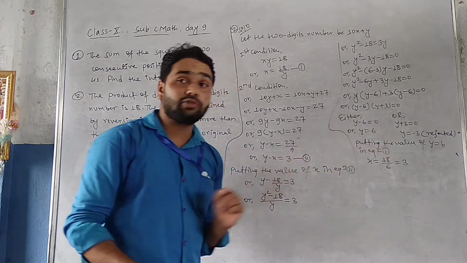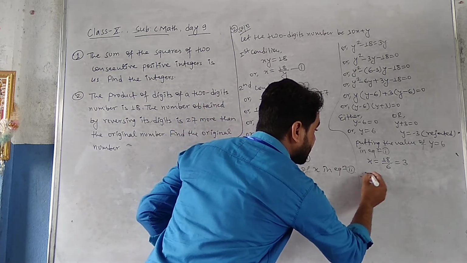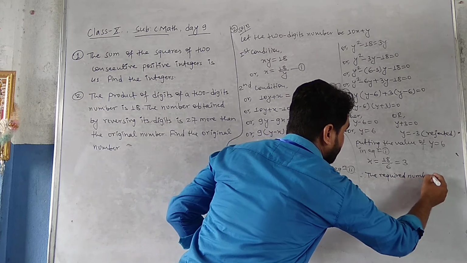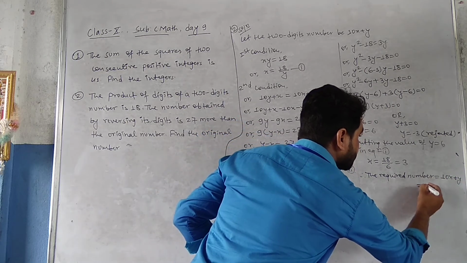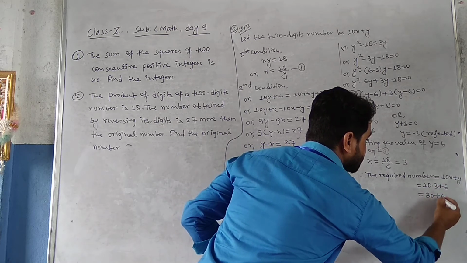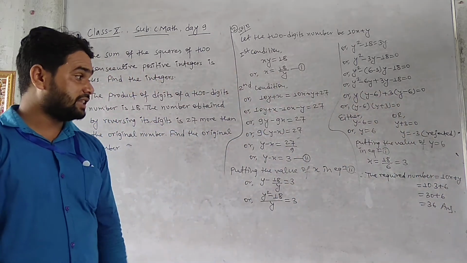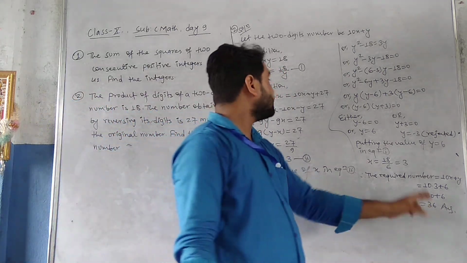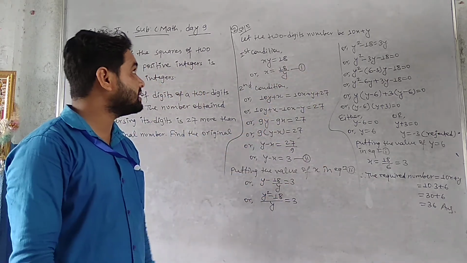This minus 3, we are going to reject that, this is not possible, so minus 3 is the rejected one, and we are going to take this one, y equals 6. If you put the value of y equals 6 in equation first, we get x equals 18 upon 6, that means 3, we get the value 3. The value of x equals 3 and y equals 6.